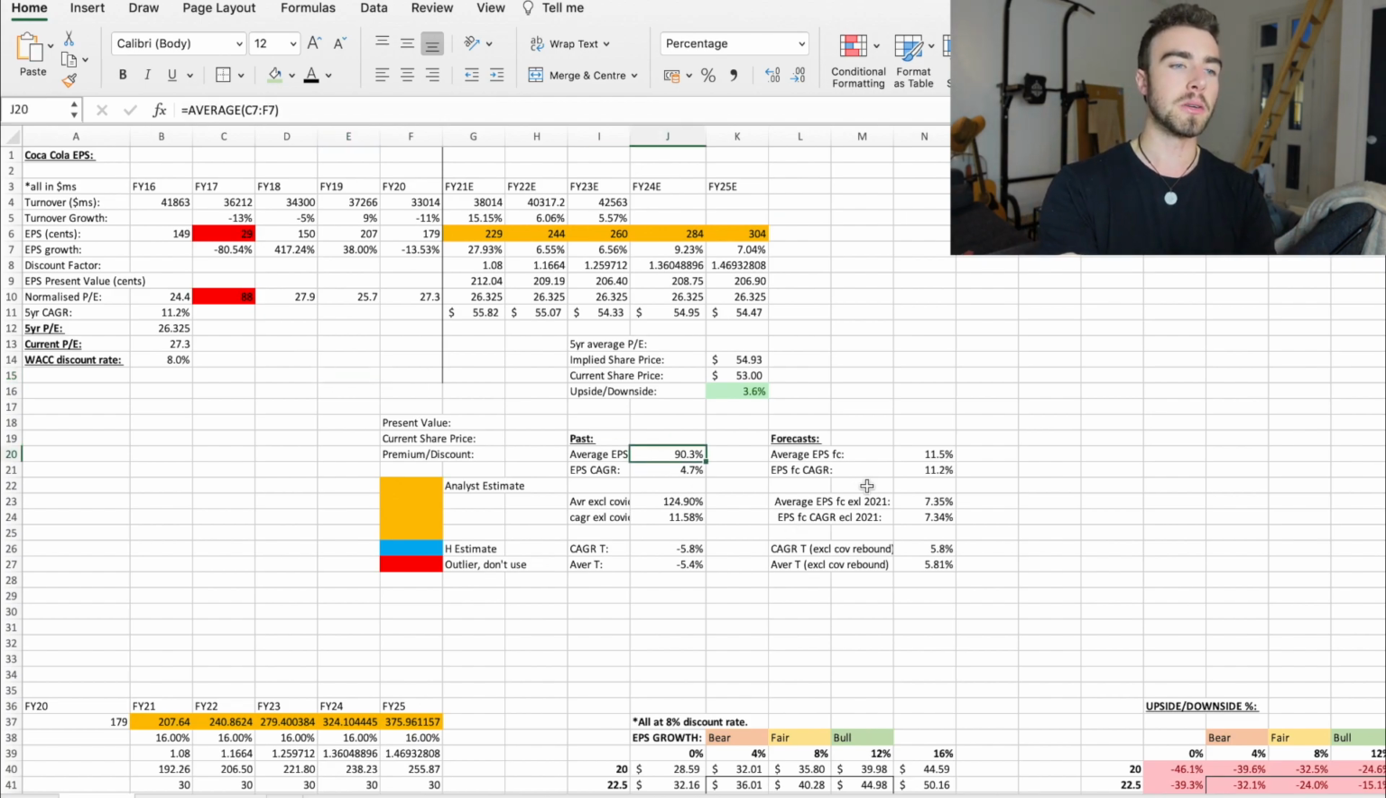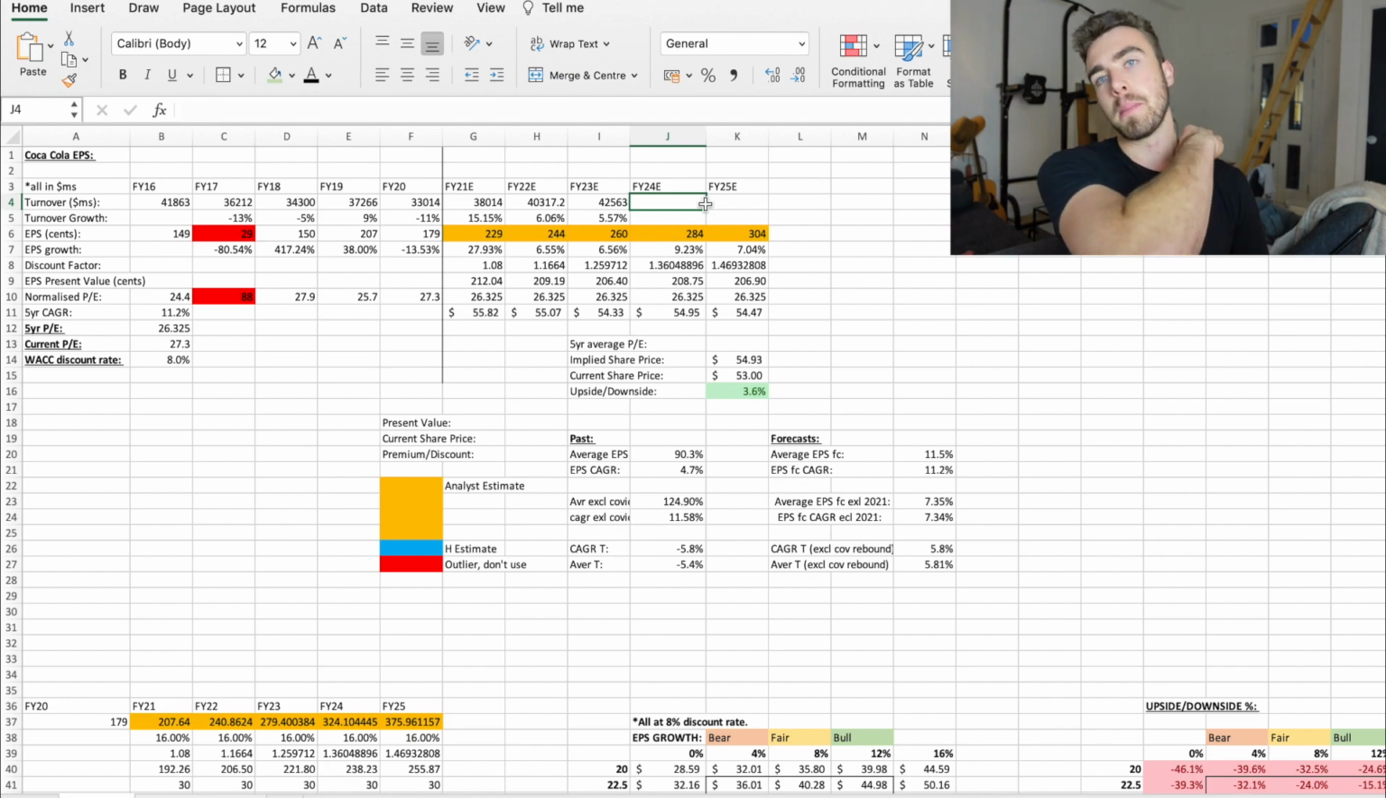And then what you also want to do is obviously compare the past to the forecasts and check that the analysts are being realistic. I would say the analysts are being very, very optimistic in terms of turnover growth here, particularly when the turnover has gone from 42 billion to 33 billion, and now they're saying, oh, it's just going to rebound to 42.5 billion in the next few years.